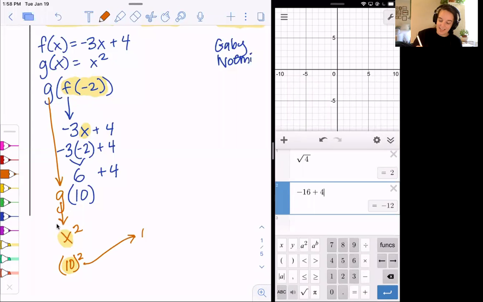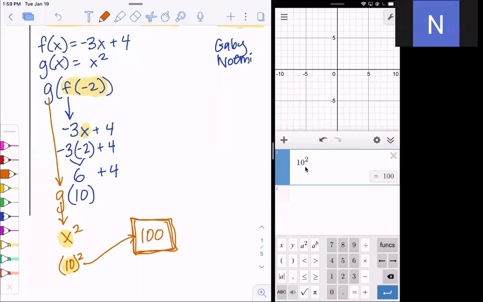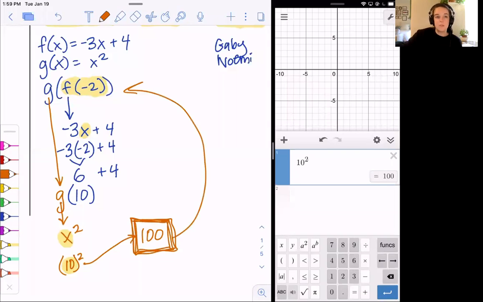100. Yeah. How did you do that, Noemi? Wait, how do you know that it's 100? Desmos. Yes. Thank you for being honest. That is awesome. Way to use your tools. So 10, and then I'm going to press squared, right? That's 100. What this means is 10 times 10. So we get 100. 100 is our answer for this problem. Squaring it means multiplying times itself, 10 times 10. So we get 100.